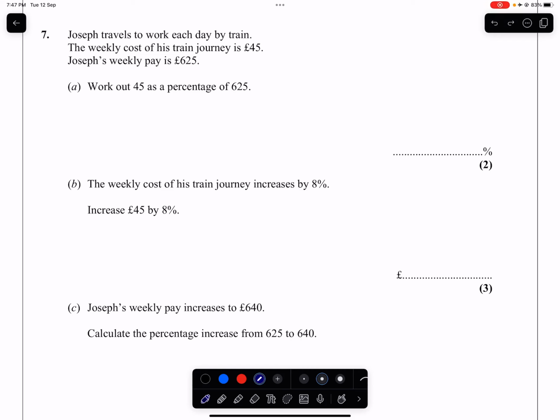Question 7. Joseph travels to work each day by train. The weekly cost of his train journey is £45 and his weekly pay is £625. Part A. Work out 45 as a percentage of 625.